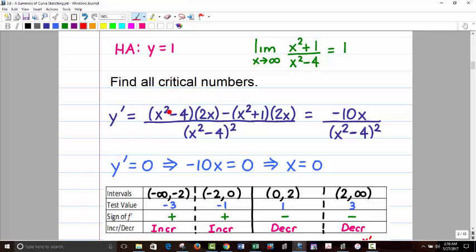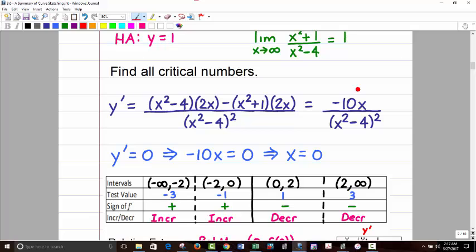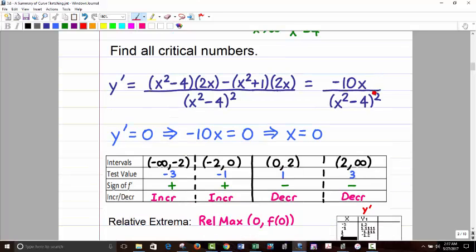So you can distribute there, distribute here. Be careful because it all follows a negative. So you actually end up with a negative 8x minus a positive 2x, which makes negative 10x. And then what happens here, you have a 2x cubed minus a 2x cubed. So those cancel, and you're just left with negative 10x. So we set this equal to 0, and negative 10x equals 0, so x equals 0.